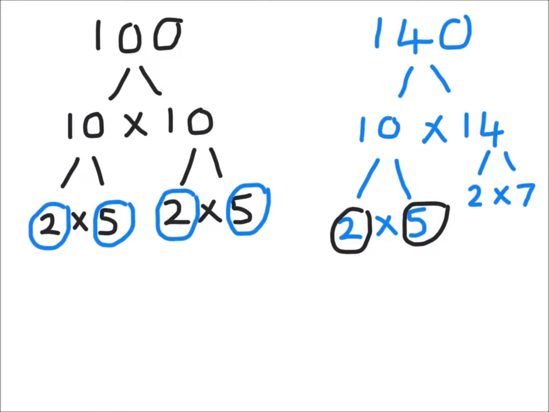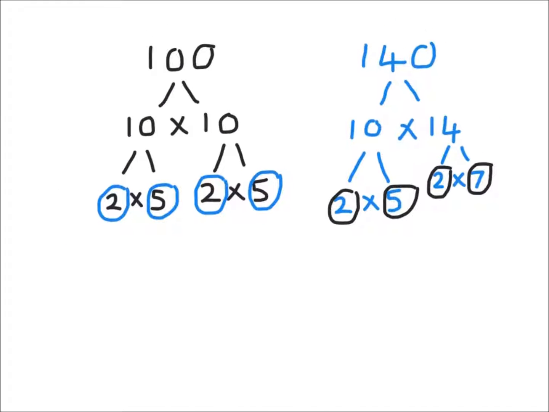Is 2 a prime number? Yes, it is. We'll circle it. We know we're finished with that one. Is 7 a prime number? Yes, it is. We'll circle it. We are finished with that one. So there on the screen at the minute, we've got the prime factors, the green arrow showing them now, the prime factors of 100. And then on the right hand side, the green arrow is showing the prime factors of 140. I'm just going to shrink the screen now to do the next part.